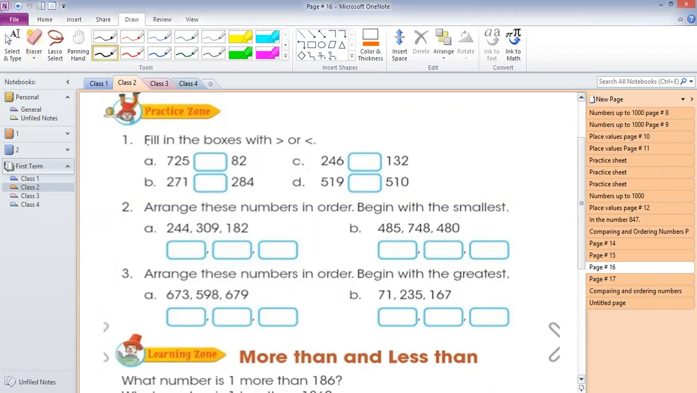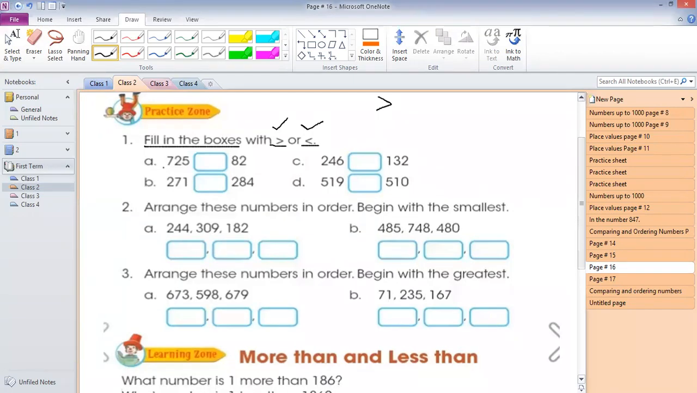What is the question? Fill in the boxes with either greater than or less than sign. This is very good, very easy, guys. What you have to do, you just have to check out which is bigger and which is smaller, which is greater than and which is less than, and then you have to write the symbol. You have to put one of these symbols, either this one or this one. So for that, you will check out which is bigger. The one which is bigger, you will open its mouth in front of that. Okay. So let's check 725 and 82.